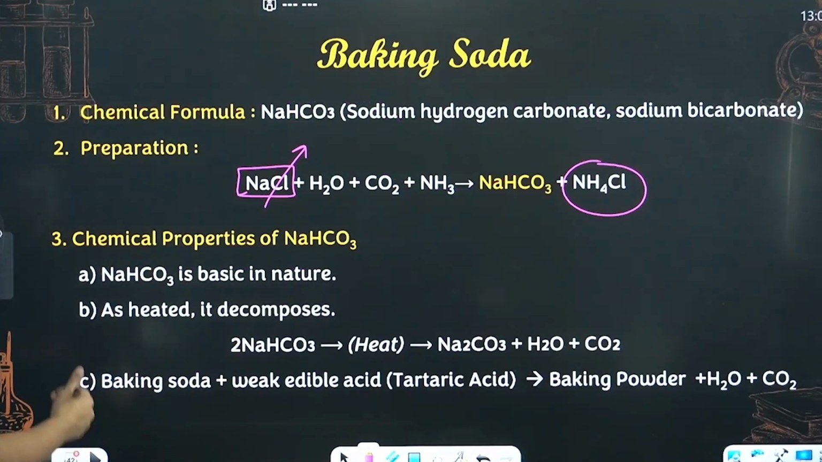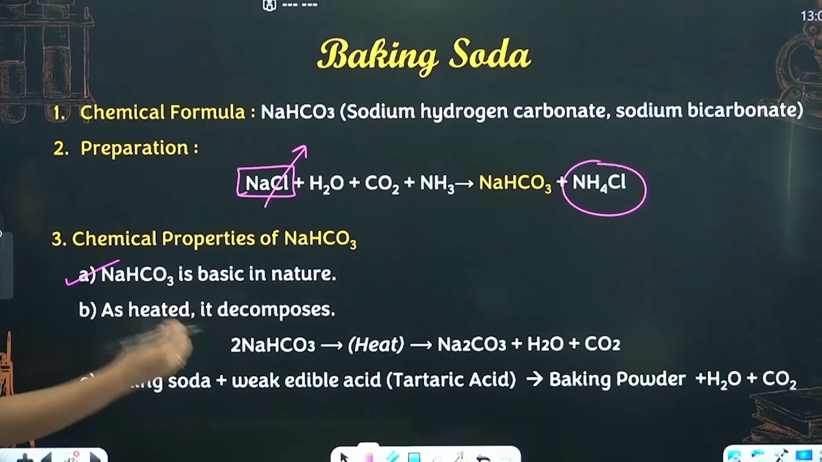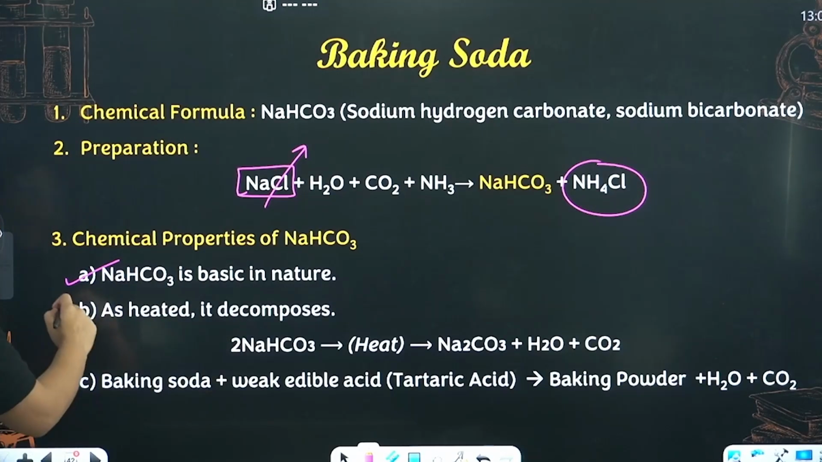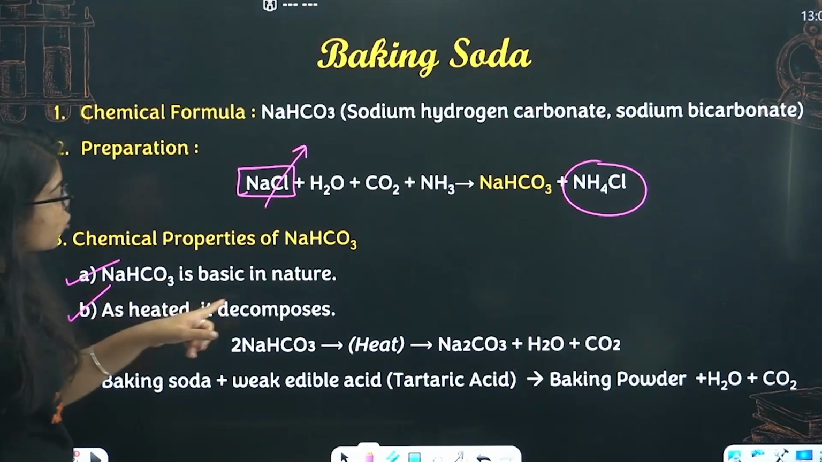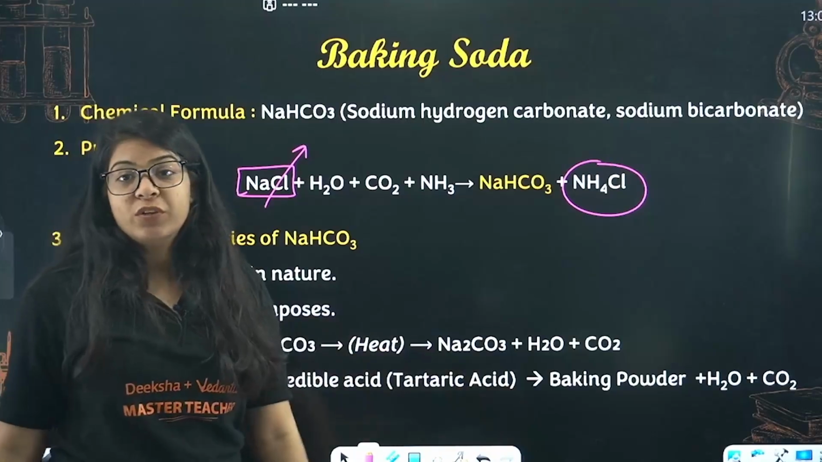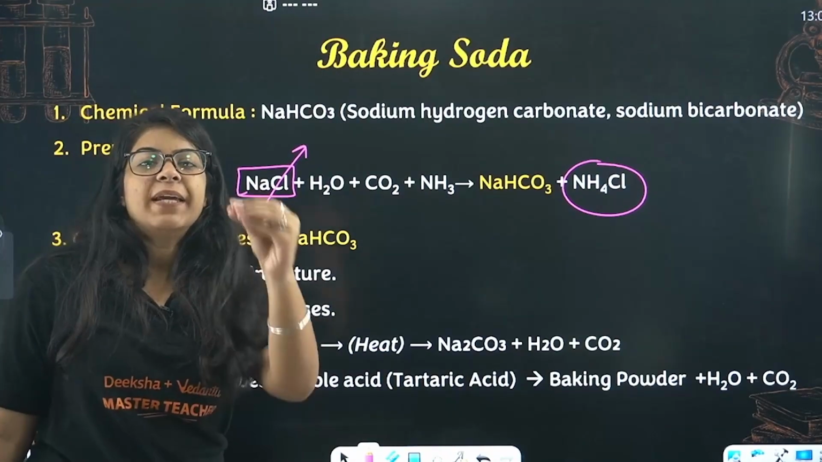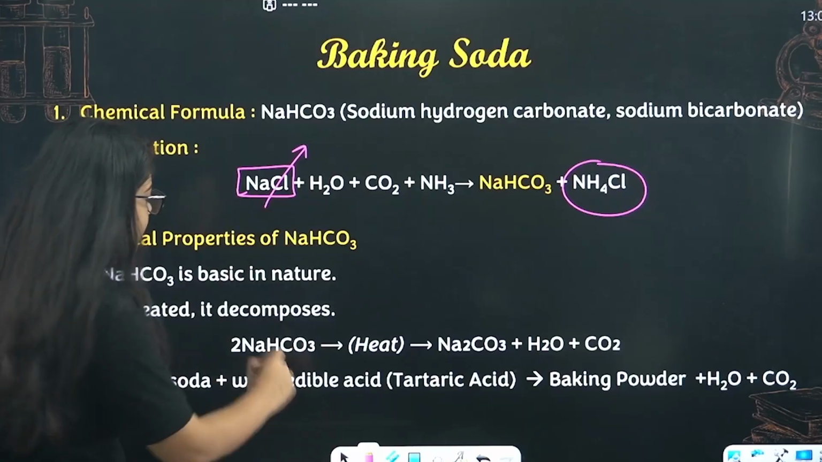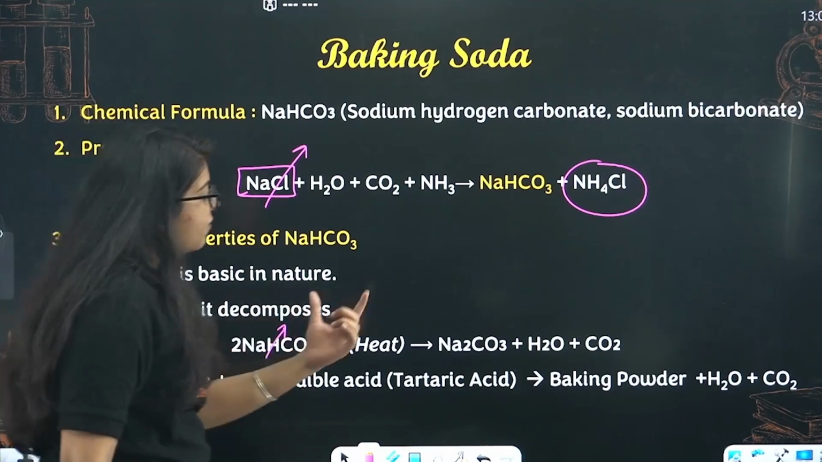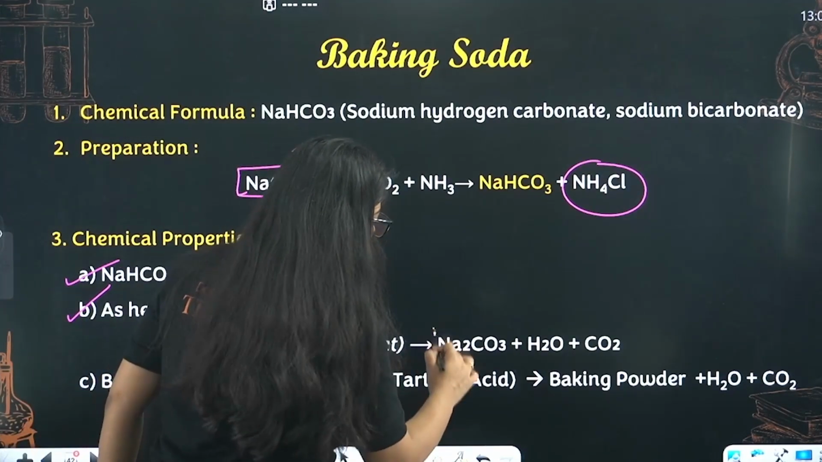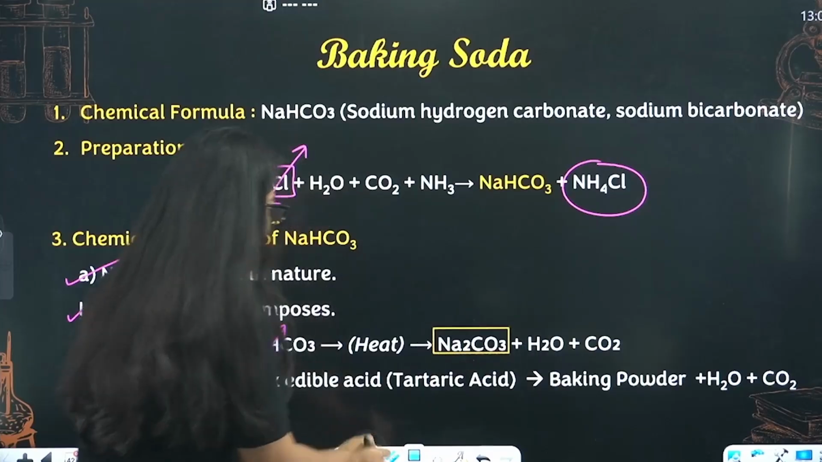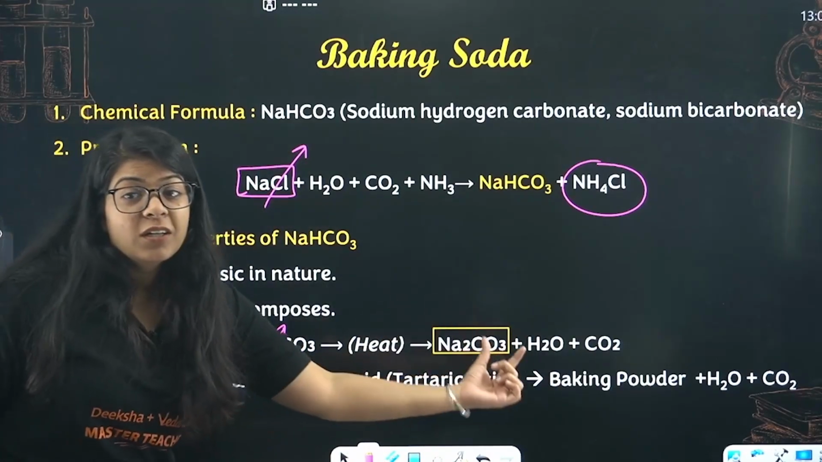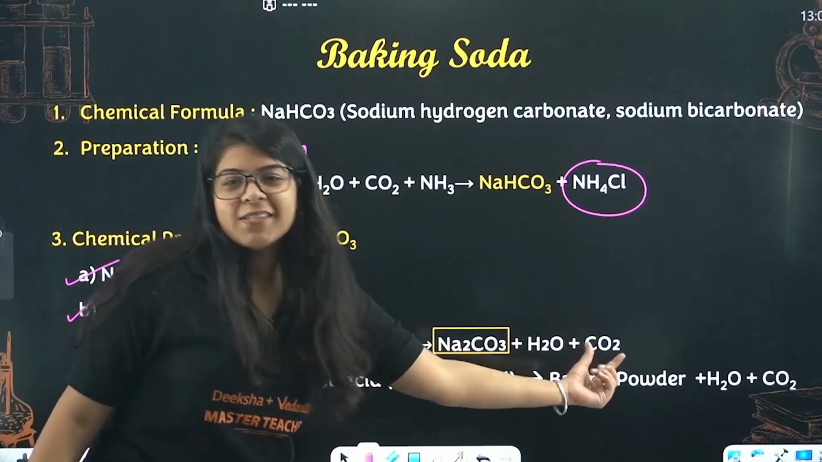What are the chemical properties? See, NaHCO3 is basic in nature, obviously. As heated, it decomposes to Na2CO3. Whenever we heat baking soda, this H goes out and we get Na2CO3. Plus we have CO3. So on the other side we have H2O and CO2, right?